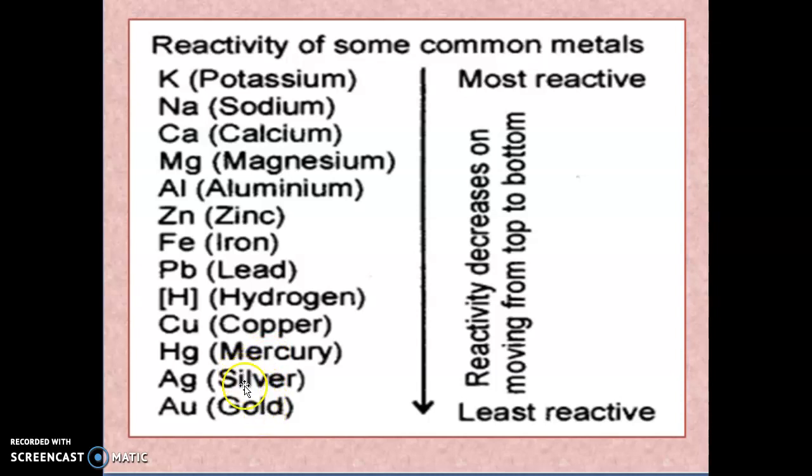So here silver and gold have the least reactivity, and the most reactive are potassium, sodium and calcium, and zinc, iron and lead have middle reactivity. So when moving from top to bottom, the reactivity decreases. So this is the reactivity of some common metals.